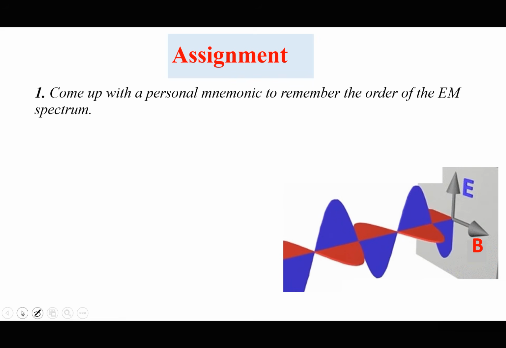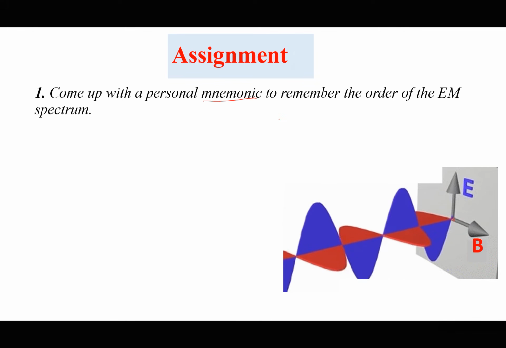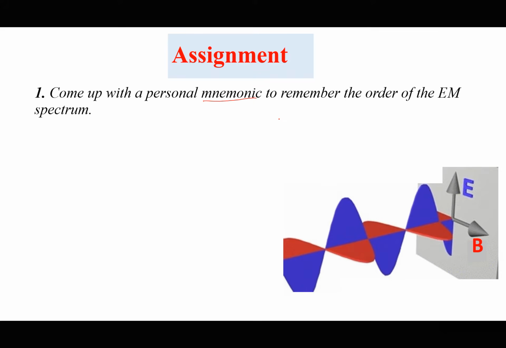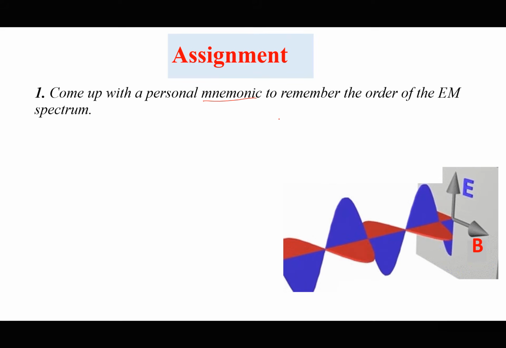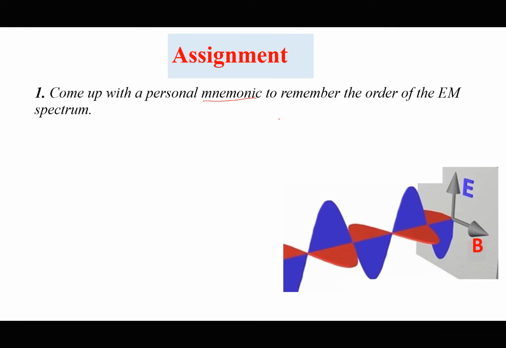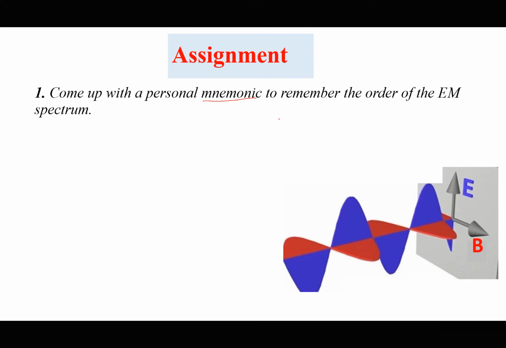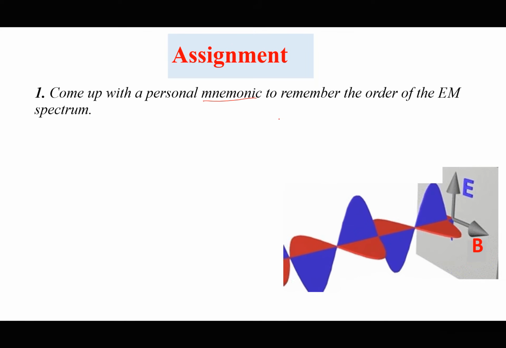So in your assignment, you can come up with a personal mnemonic to remember the order of the electromagnetic spectrum. So what do I mean by a mnemonic? It can be a statement which helps you to remember the order. Like I gave mine, Reed's mother is visiting Uncle Xavier's garden. Your mnemonic can be in order of increasing wavelength or in order of increasing frequency. The order doesn't matter.